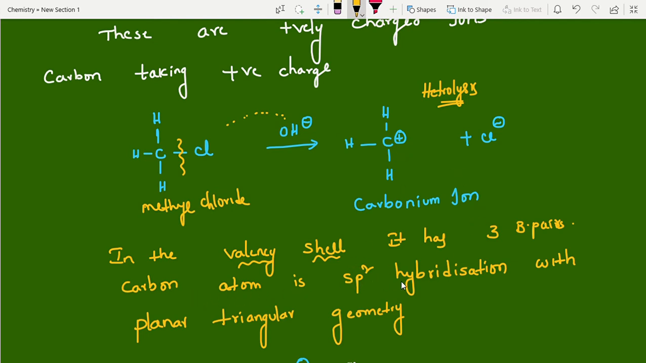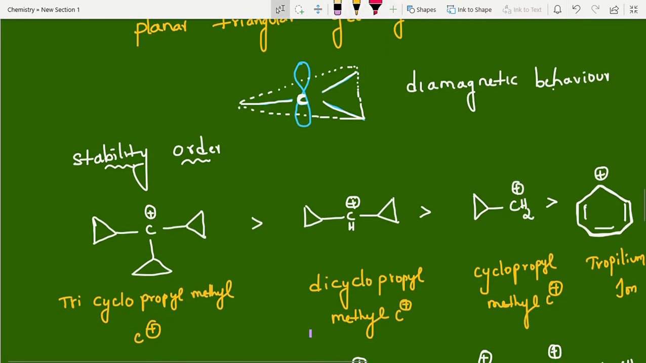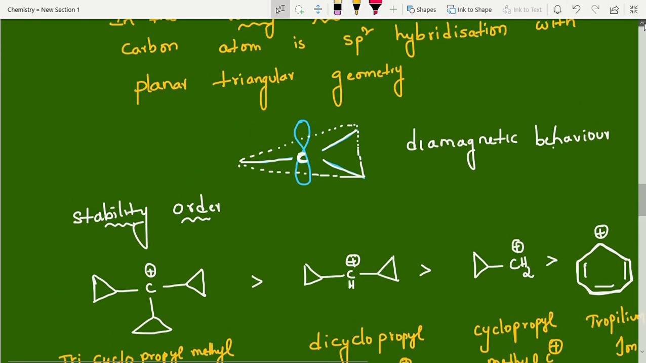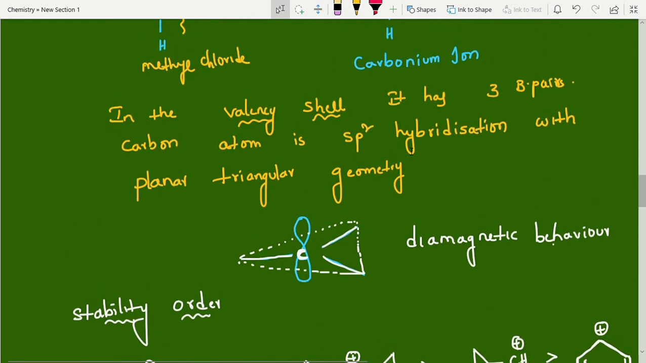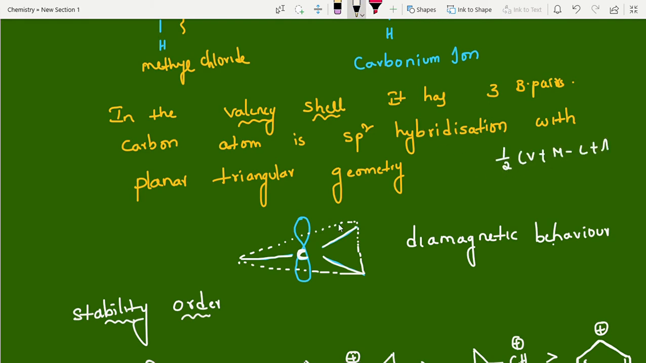And carbon atom is sp2 hybridization. Free radical sp2 hybridization, even this one also sp2 hybridization. You can apply that formula also. What is the formula I have given in the chemical bonding chapter, students? Anyone remember? Half into V plus M minus C plus A. So half into, what is this, valence electrons here? Here valence electrons 4, carbon, plus 3 hydrogens are there, plus 3.